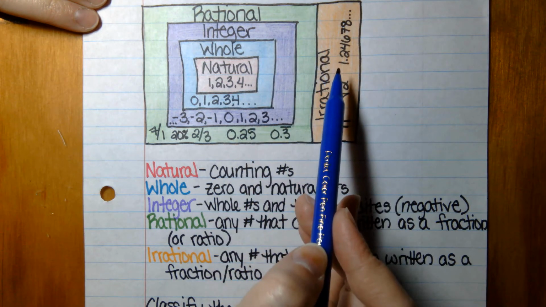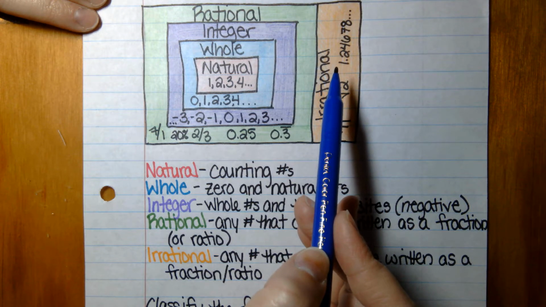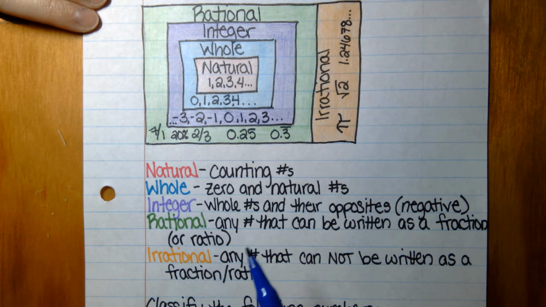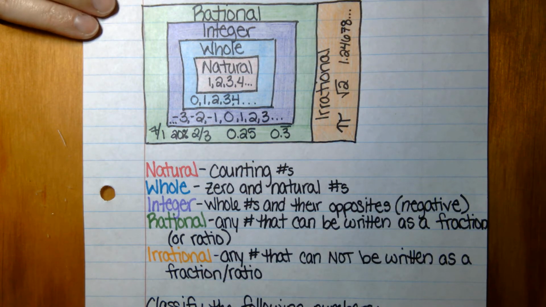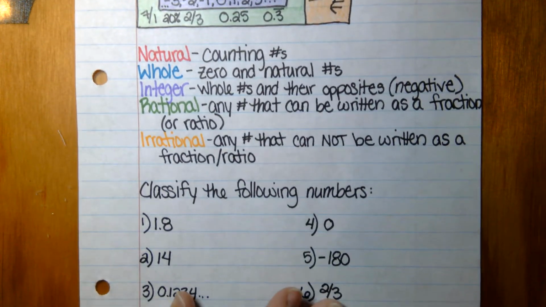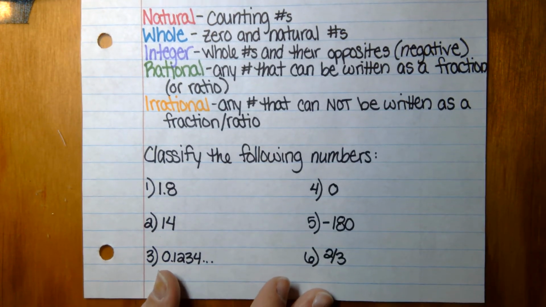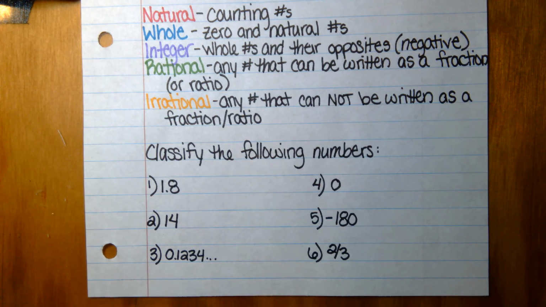And we have 1.24678, so on and so forth. The number's not going to repeat, it's not going to end. That's what these 3 dots or your ellipses tell you over here. So for this one, we're just going to categorize the following 6 examples.